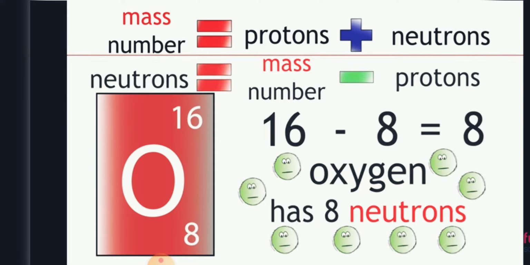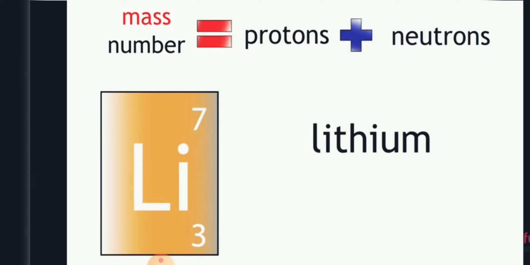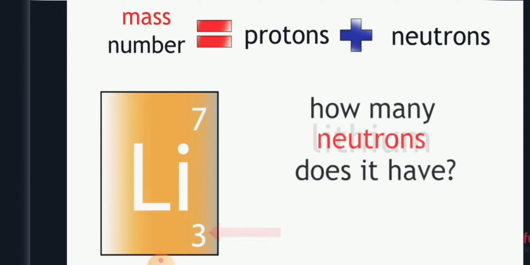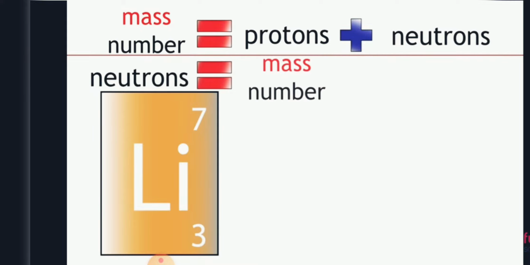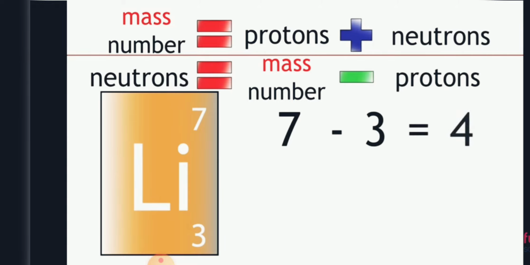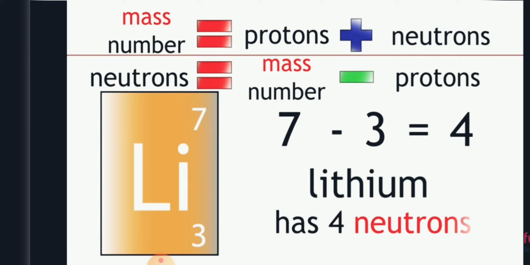Now let's consider lithium. We know the mass number of lithium is 7 and the atomic number, which is the proton number, is 3. How many neutrons does it have? Again, rearranging the known quantities, we get neutrons equals mass number minus protons. Mass number 7 minus proton number 3 is equal to 4. So lithium has 4 neutrons.